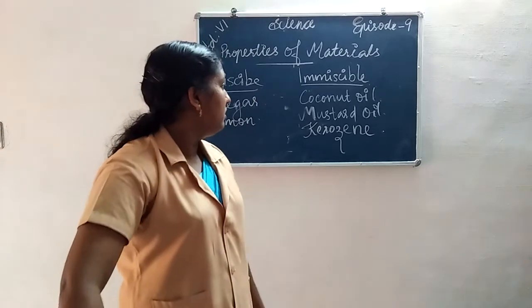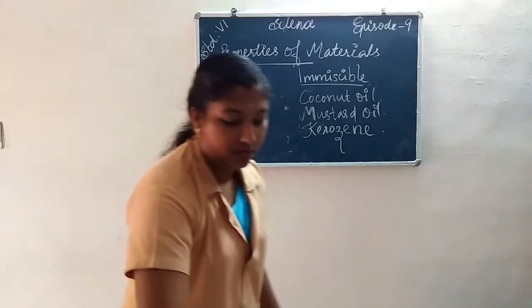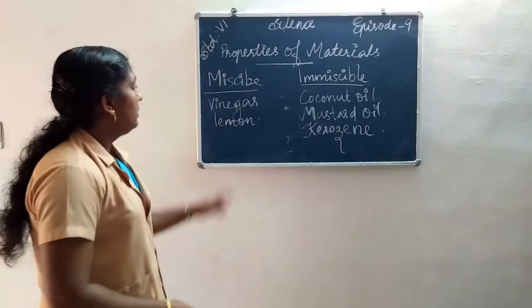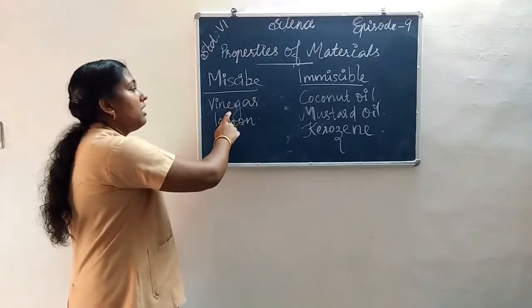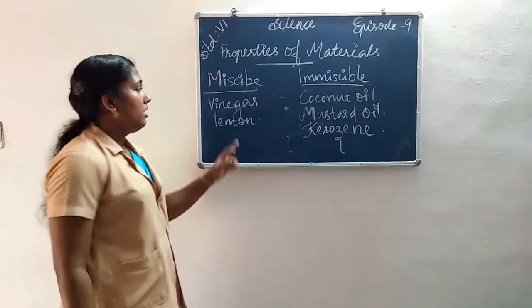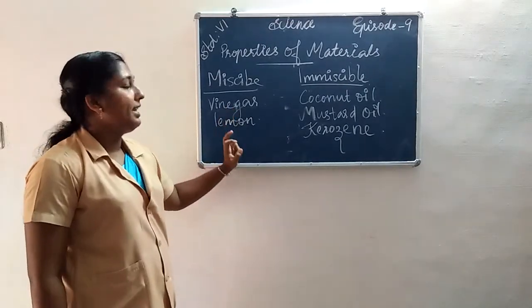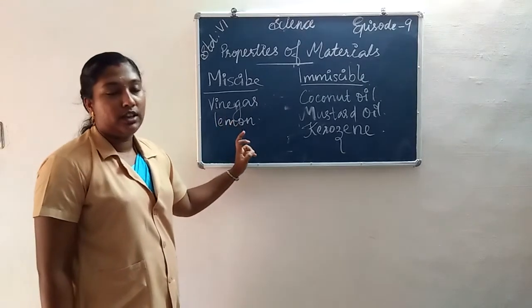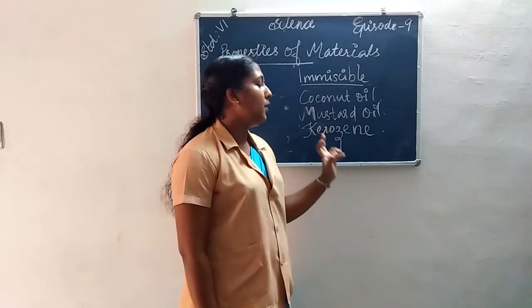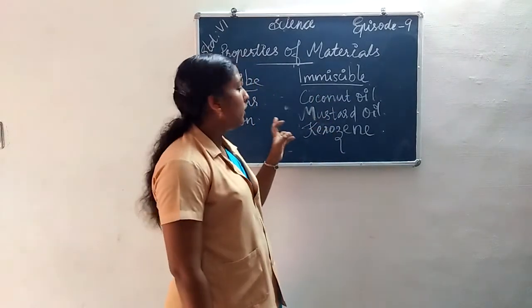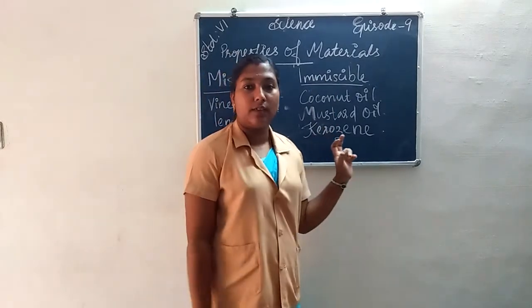Then what are visible and invisible liquids? The examples for visible liquids are vinegar and lemon. They completely mix well with the water. Invisible: coconut oil, mustard oil, kerosene. These are invisible liquids. They do not mix well with the water.